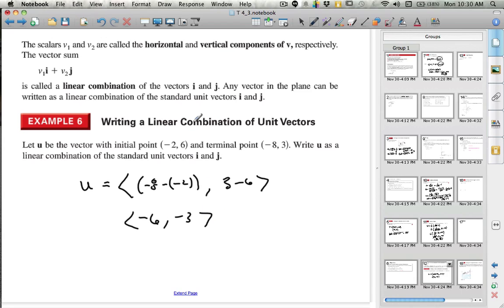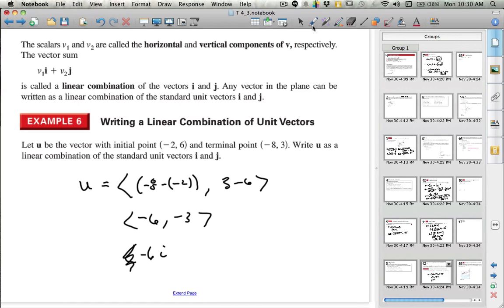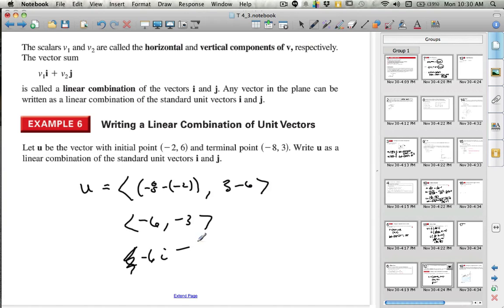And all I have to do to put this in linear combination form is I have -6i plus, or actually in this case minus because it's negative, minus 3j. So component form, linear combination form. And you notice all that really happened is I added the i and the j, which represent horizontal and vertical change.